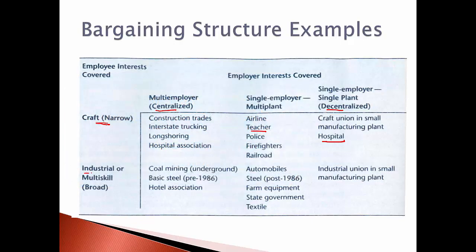We could also have industrial contracts or multiple skills. These are more broad contracts. We see a more centralized contract in things like coal mining and steel. Also, the hotel association. These broad contracts we'll also see in things like automobiles and farm equipment. This is where John Deere fits in. They have a broad contract that covers many different skills across their plants. It's a single employer contract, but a multi-plant contract. And then you can also have multi-skill, single plant contracts. This is less likely to happen, but it is possible.